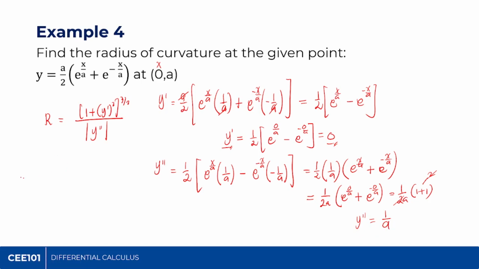Okay. So therefore, balik tayo dito sa ating working equation. R would be equivalent to 1 plus, yung y prime natin is again 0, squared, raised to the power of 3 halves, then yung y double prime natin is 1 over a. Now, itong 1 plus 0, that is 1. So 1 raised to the power of 3 halves, that is 1 also. So mangyari nito 1 over a. Yan. So therefore, radius would be equivalent lang sa a. So our radius of curvature is equivalent lang sa a.